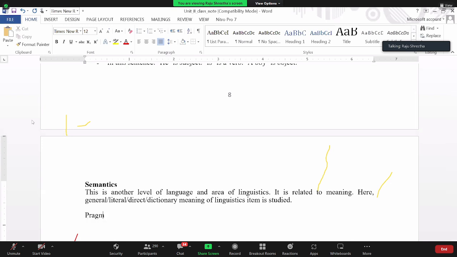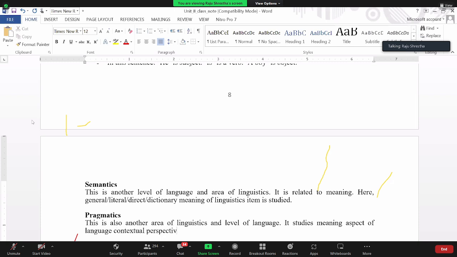Pragmatics. What is pragmatics? This is also another area of linguistics and level of language. It studies the contextual use of language. It studies the meaning aspect of language from a contextual perspective.